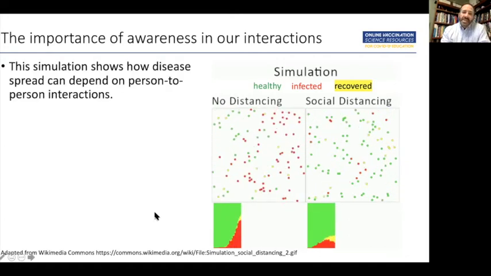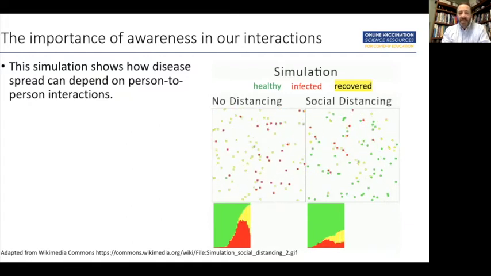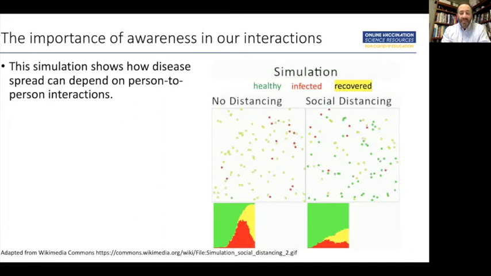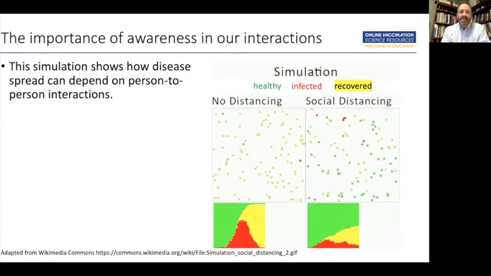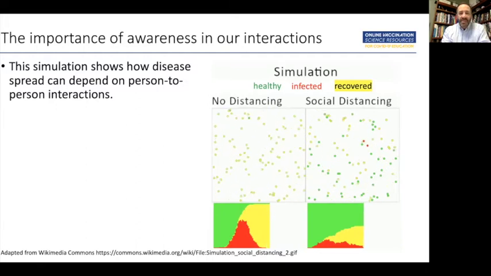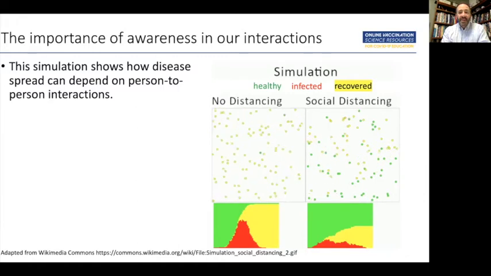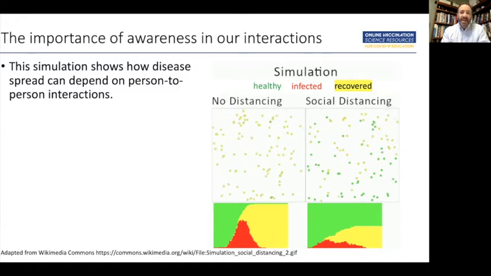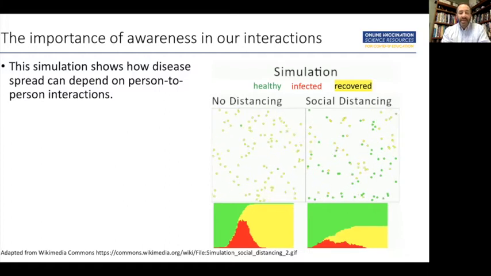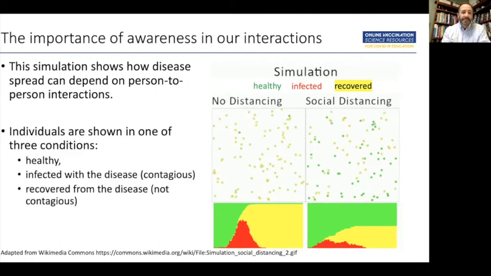So the simulation shows how disease spread can depend on person-to-person interactions. This is something that we've all heard about and have all tried to practice, but it's interesting and illustrative to look at this in animation and think about how our decisions about whether, where, and with whom we interact are directly related to the transmissibility of a disease.